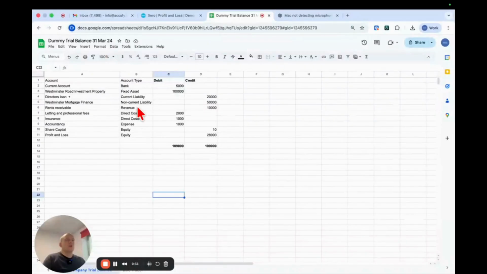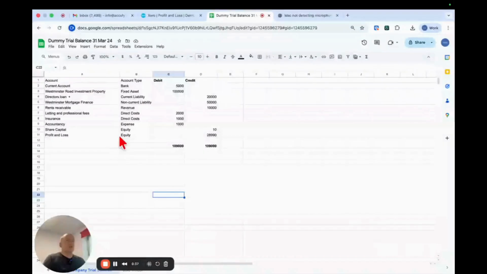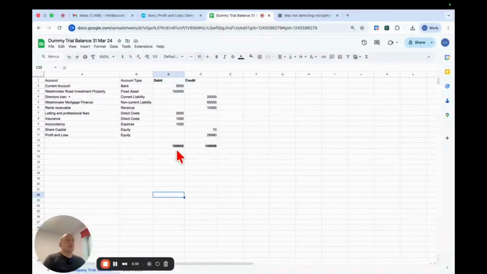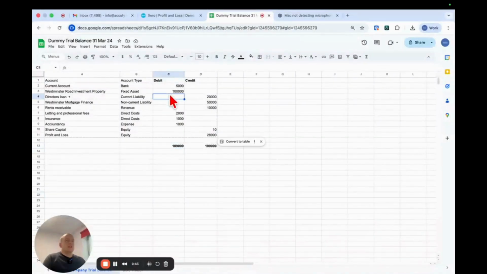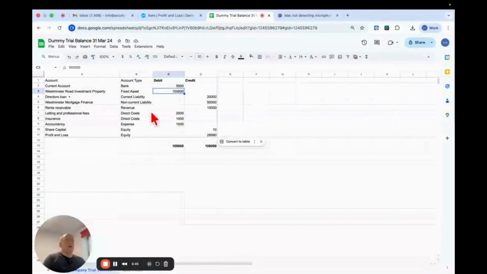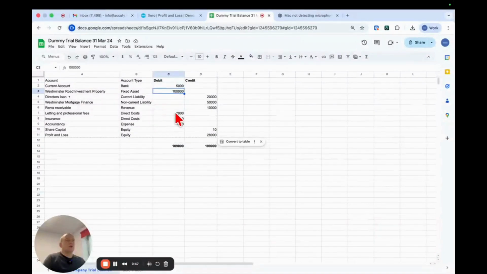And so when your accounts were produced, your accountant will be able to provide you with a trial balance, which will show you all of the balances. And importantly, all of the debits, which includes assets. So you've got your bank account there, your investment property, and all of your expenses needs to equal, and will equal, all of your credits, which includes all of your loans, so your liabilities, all of your income, so your rents, and then all of your equity as well. So you've got your share capital and your profit and loss.